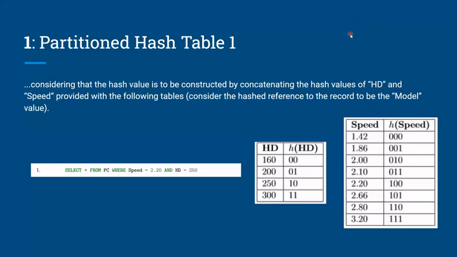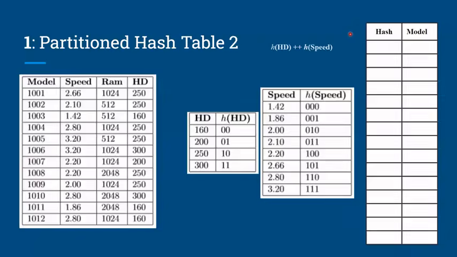Let's dig into it. So here we've got the h of HD, meaning the hash function is the hash value of HD concatenated with the hash value of speed. So how would this actually go? Well, we would go in our SQL table, model, speed, RAM, HD, just line by line, row by row, entry by entry. So the first row, for example, was 101, 2.66, 1024, 250, and then we would calculate the hash for that. Then we put the hash in our table, and aside would be the model, which in this case would be 101.